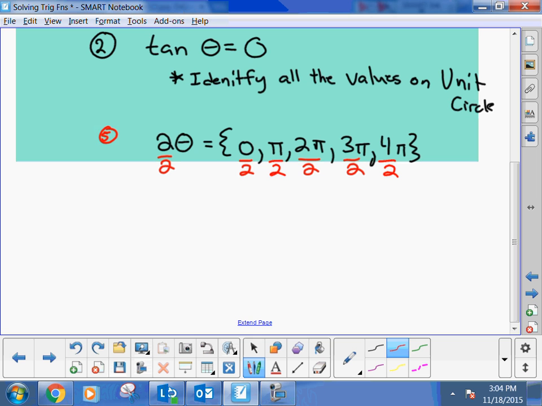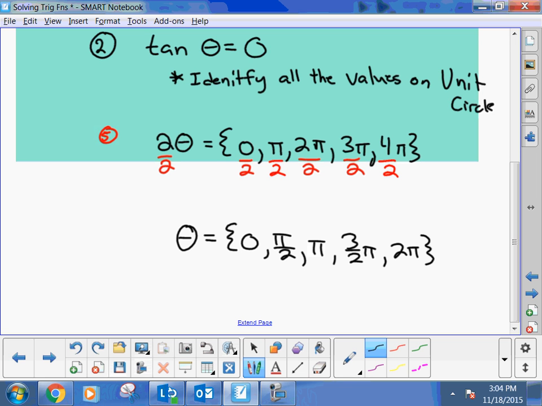It's going to end up that my theta is now 0, pi over 2, pi, 3 over 2 pi, and 2 pi. And this is lovely because I have all my solutions expressed in theta. Notice the solutions are between 0 and 2 pi. Does everybody notice that? That's going to be true with all of them. They're always going to be between 0 and 2 pi, just like our default.